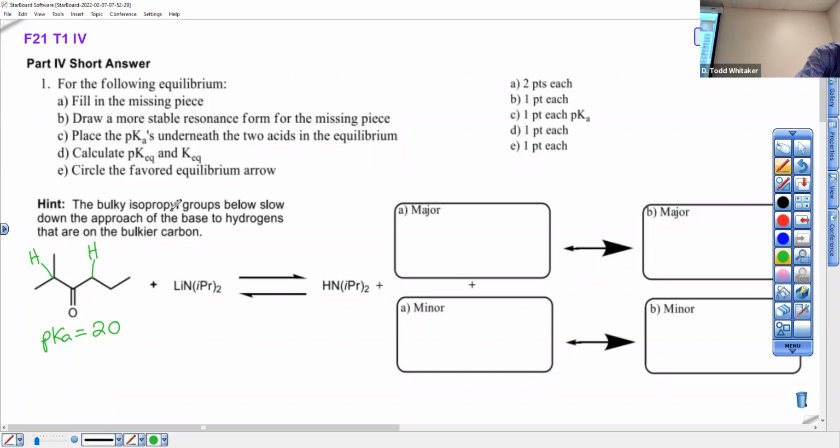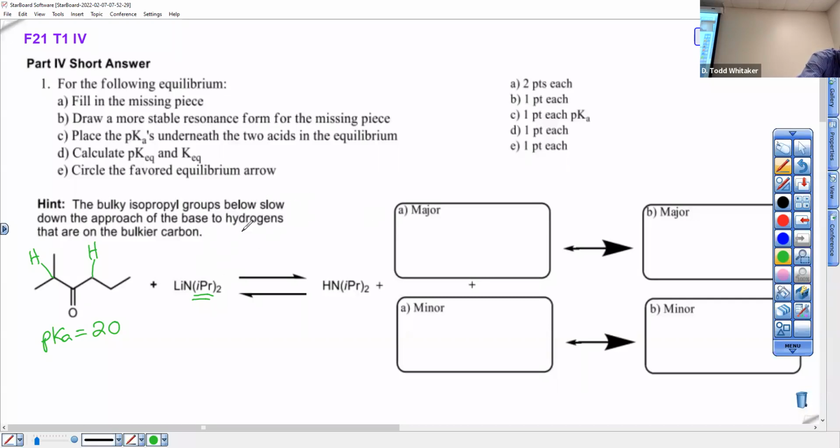The bulky isopropyl groups, that's these here, in case you haven't seen that. IPR is isopropyl. Nobody's going to put their hands up during the exam and ask me what IPR is, are they? Because it's not on the periodic table. They say, oh, I see PR in the periodic table. Please don't do that to me. This is not praseodymium isopropyl.